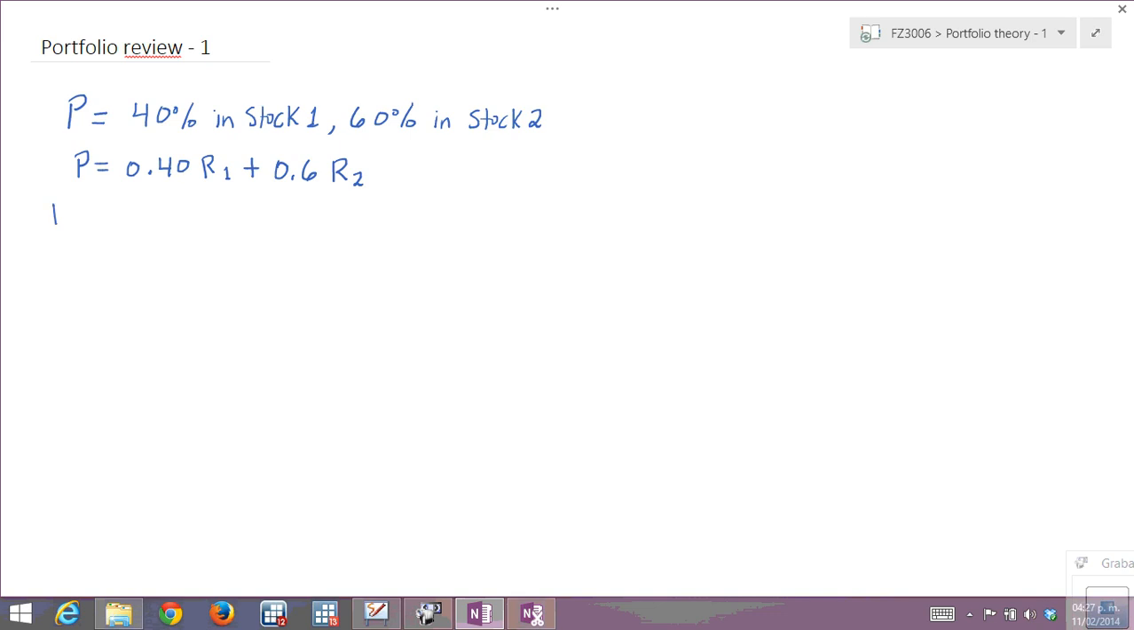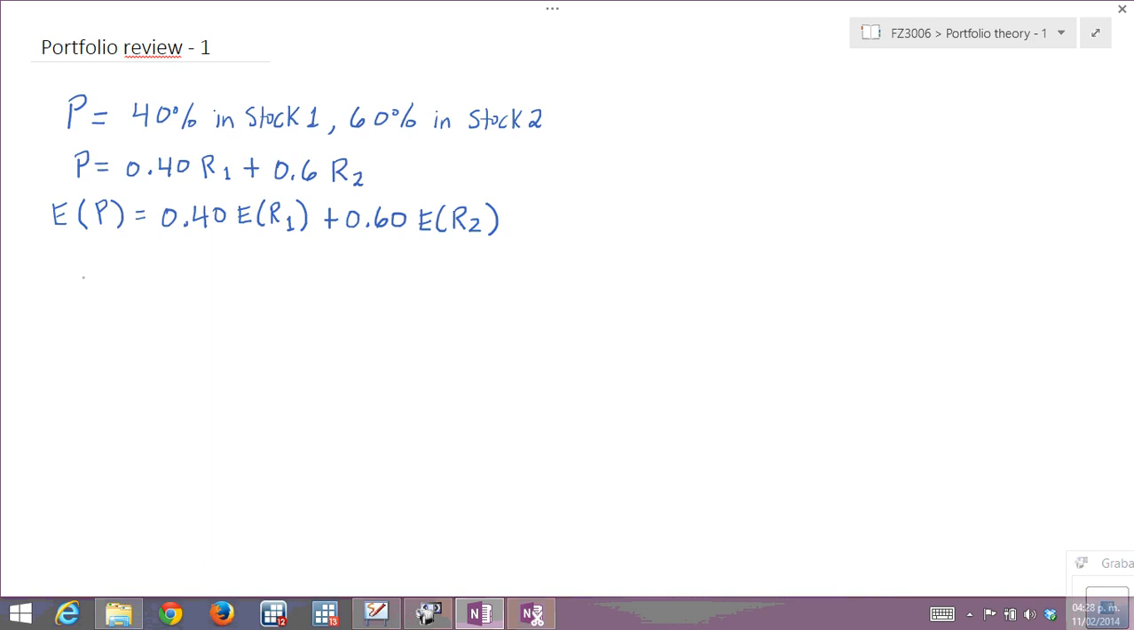Okay, then what might be the expected value of the portfolio returns? In this case it's going to be 0.4 multiplied by the expected value of the returns of asset 1 plus 0.6 multiplied by the expected value of the return of asset 2. Okay, this is pretty simple. I can see that the expected value of a portfolio is a weighted average of the expected values of the single assets that compose the portfolio.